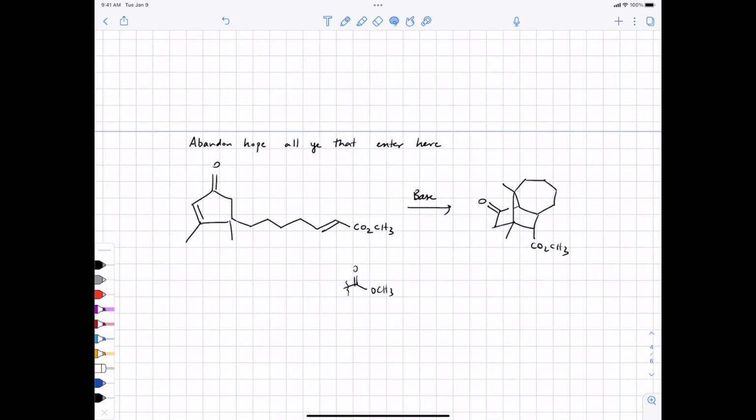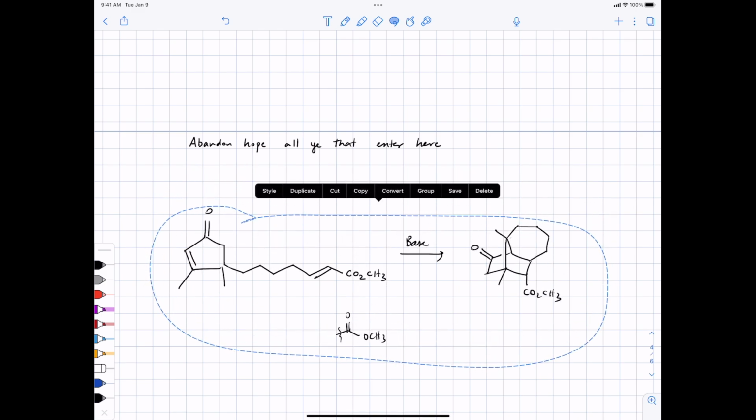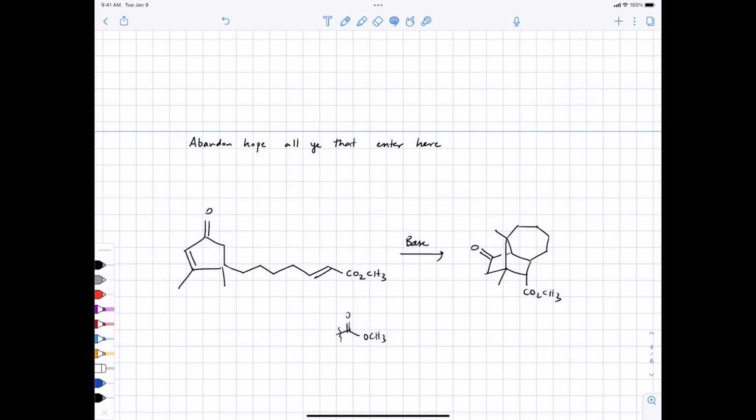But it's not actually that bad. I mean, it is that bad. So what do you do? And the question says, draw a stepwise mechanism. Thanks, that helps a lot. Hint, you need 2 Michael reactions. Oh, okay. I need 2 Michael reactions.